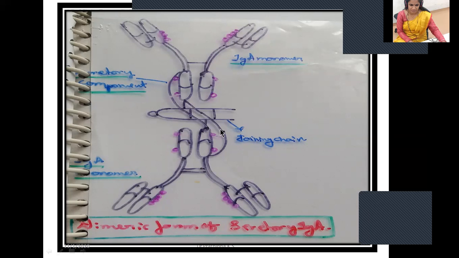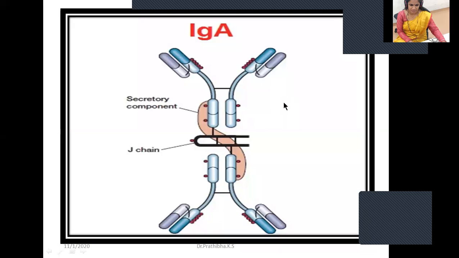What is the uncommon part here? We can see this kind of chain. This chain is known as the secretory component, and this is the J chain or joining chain. The J chain and the secretory component, which looks like an S shape, both stabilize the dimer form of secretory immunoglobulin A. So this is about the structural representation of IgA. Keep this structural representation in your mind.